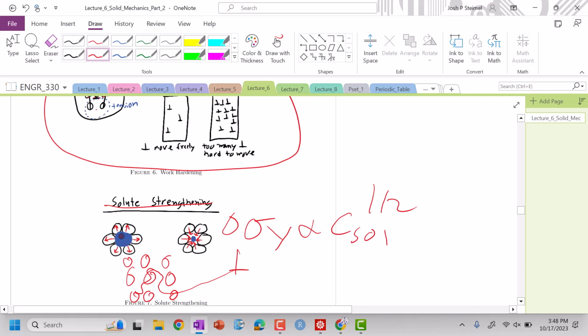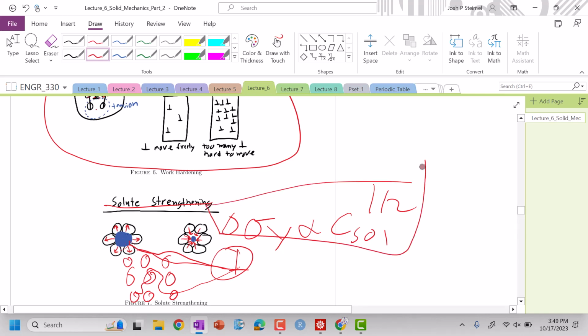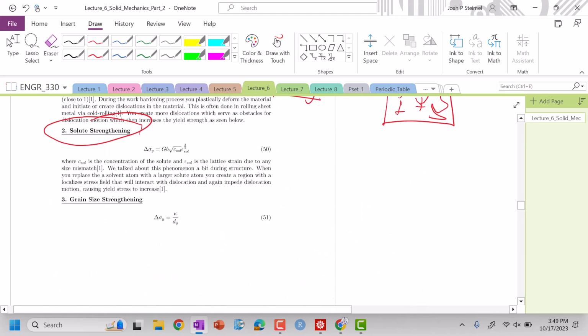There's essentially local stress and strain distortions in the system. So it's more difficult for this dislocation to move through this big region, and even when I have a smaller solute as well. So those solutes make it more difficult for my dislocation to move through my system. So you see how my yield strength increases, because as my concentration of solute increases, it's more difficult to move through my lattice.